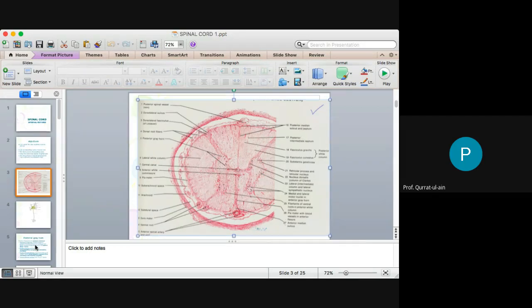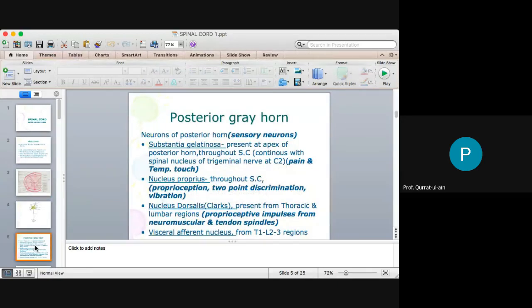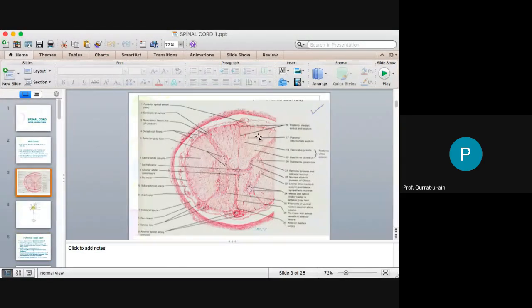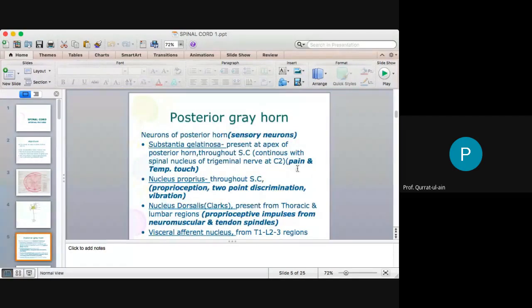The neurons which are present in the posterior horn are all sensory neurons, and different types of sensations are carried by these neurons. You have done this. I'll just name and list, and we will discuss these with the different types of the tracts. Now, the first neurons present at the apex of the posterior horn, which we have drawn in the spinal cord also here, is the substantia gelatinosa, right? And it is present throughout the length of the spinal cord, mainly carries the pain and temperature sensation.